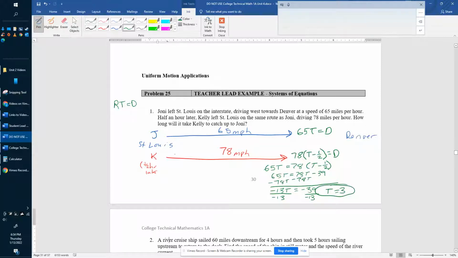What does that mean? How long will it take Kelly to catch up to Joni? Well, Joni, her time is t, so Joni will have driven 3 hours. How long did Kelly drive? She drove a half hour less, so Kelly drove 2.5 hours before catching up.